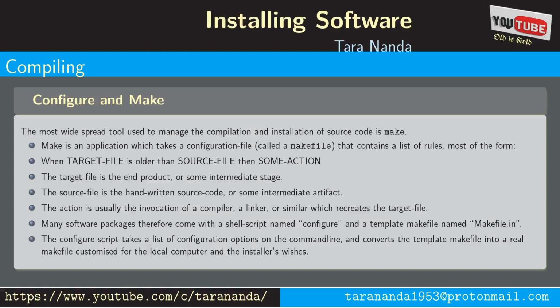The target file is the end product or some intermediate stage. The source file is the handwritten source code or some intermediate artifact. The action is usually the invocation of a compiler, a linker, or something similar which recreates the target file.